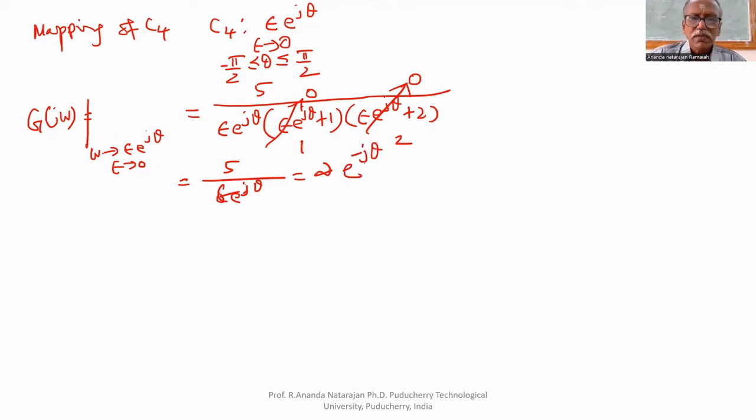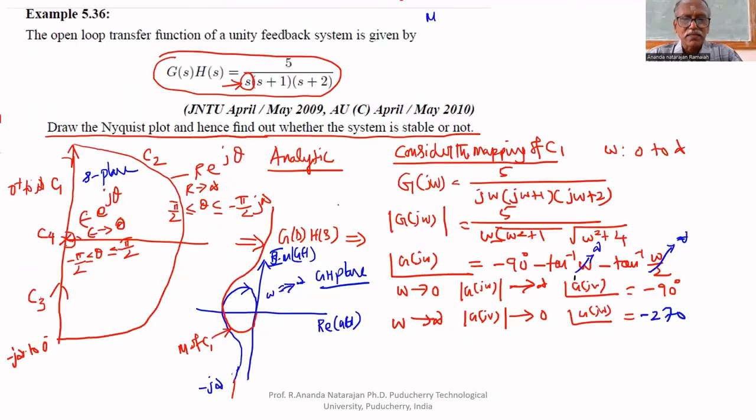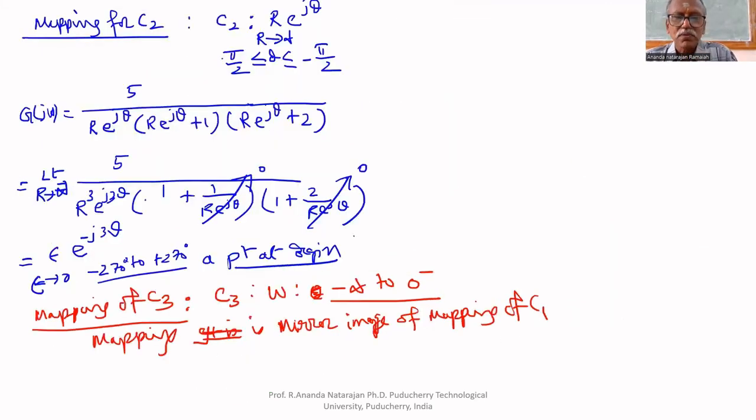Theta varies from minus pi by 2 to plus pi by 2. Here, because of this minus sign, it is radius of infinity. The mapping is radius of infinity, and the angle varies from plus pi by 2 to minus pi by 2. This is the Nyquist plot.